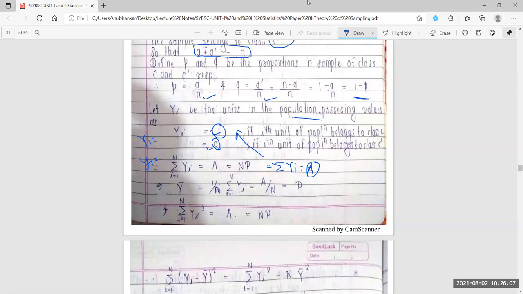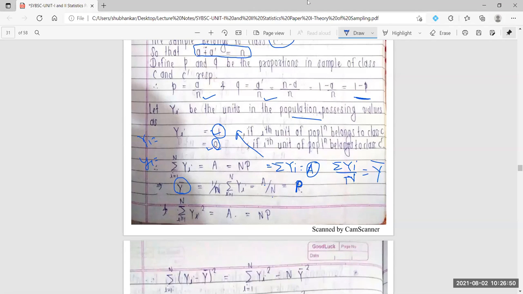A means the number of units in the population belonging to the class C. So summation yi is equal to a, and summation yi divided by n is equal to y bar. So this is the population mean. What is the population mean? y bar is equal to summation yi divided by n, which is a divided by n, and that is equal to capital P, the population proportion for the units belonging to the class C.